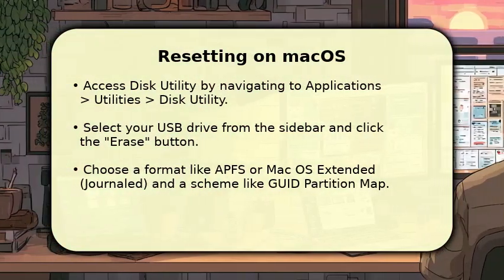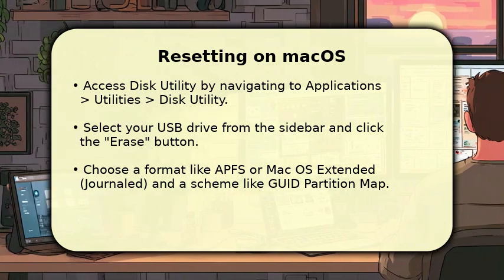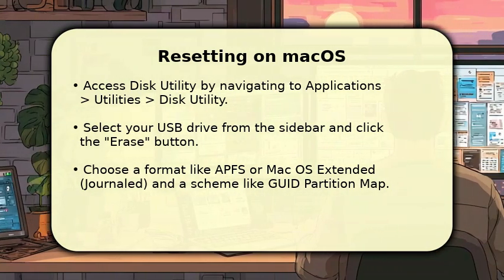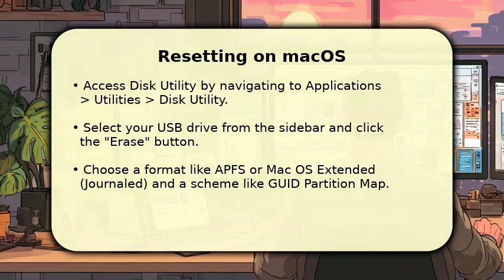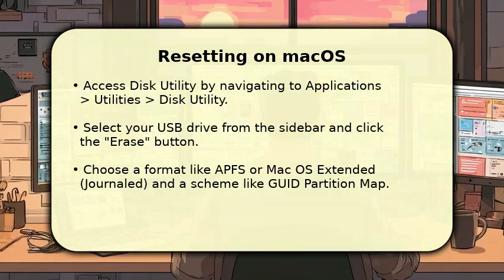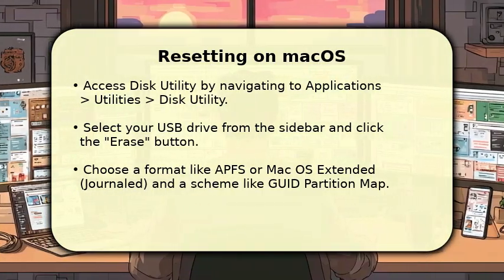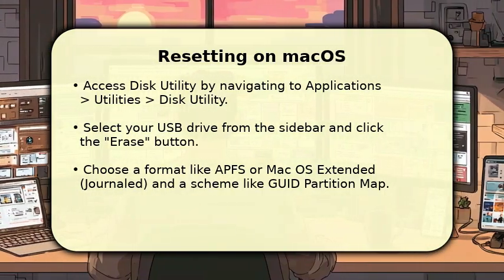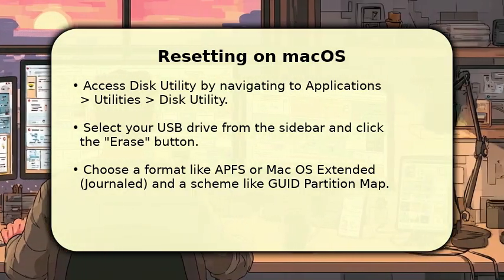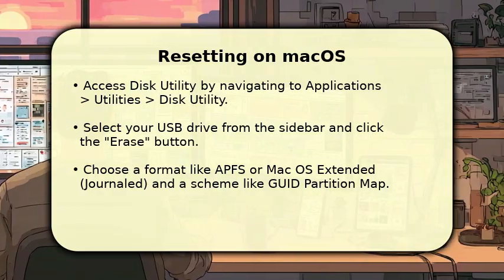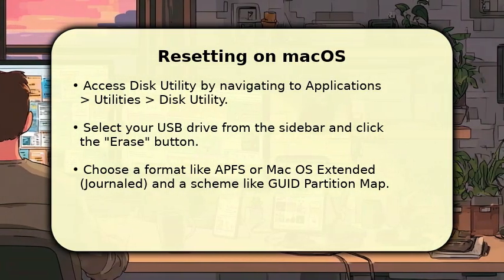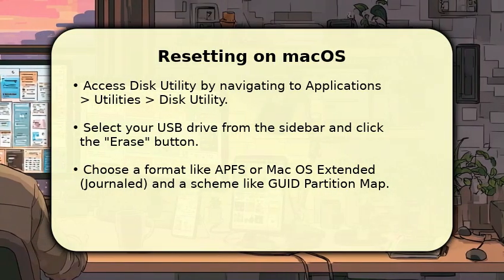Mac users can reset their USB drive using Disk Utility. Open it by going to Applications, then Utilities, and selecting Disk Utility. In the sidebar, carefully choose your USB drive. Click the Erase button at the top. You will then be prompted to name your drive and select a format. Common choices include APFS for newer Macs or Mac OS Extended Journaled for older compatibility. Ensure the scheme is set to GUID Partition Map, then click Erase to complete the process.